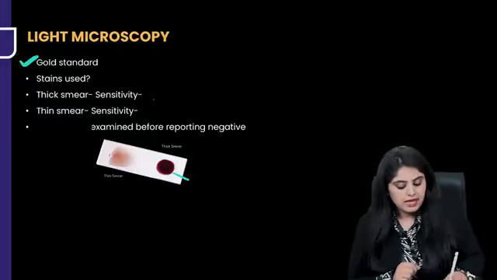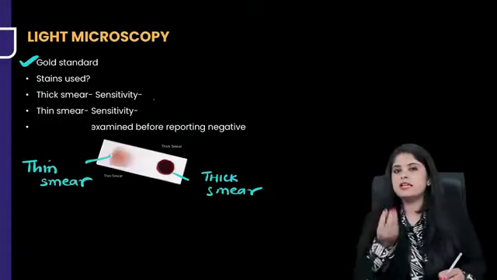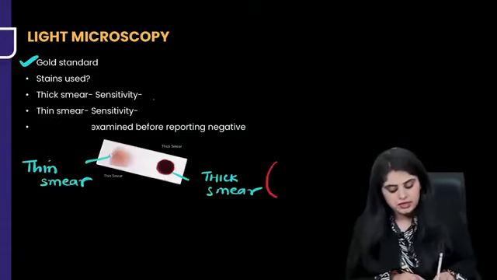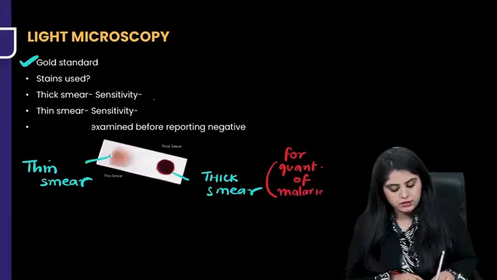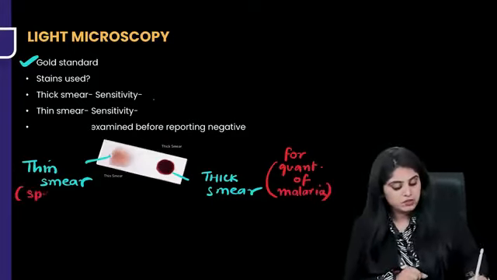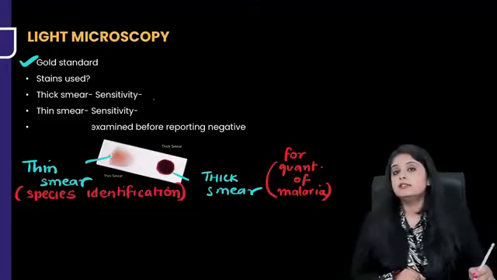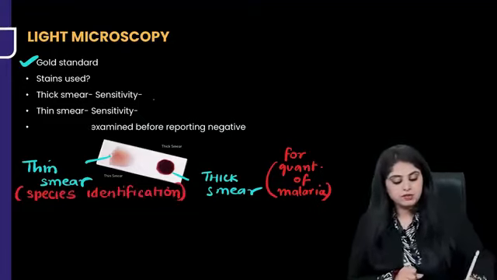What do I do? I make a thick smear, and I'm also going to make a thin smear. What is the purpose of making these two smears? Because in the thick smear, I will use more quantity of blood. This is basically for counting, for quantification of malaria. That okay, there are 100, 200, 1000, how many malaria parasites are there? Thick smear will tell me. But if I want to do the species identification, we are going to go in for the thin smear. That is very important. So that is the gold standard.